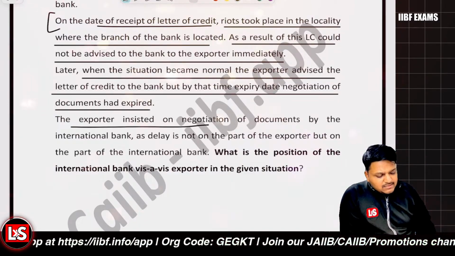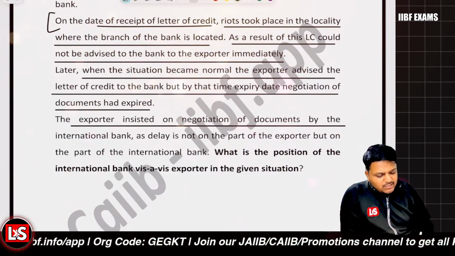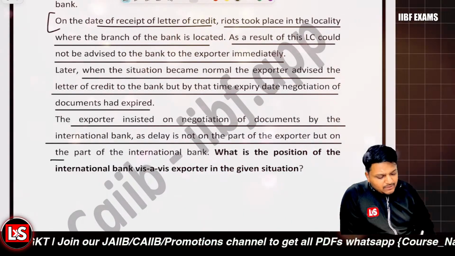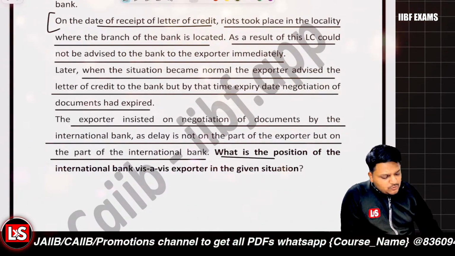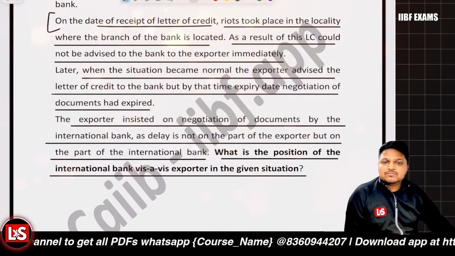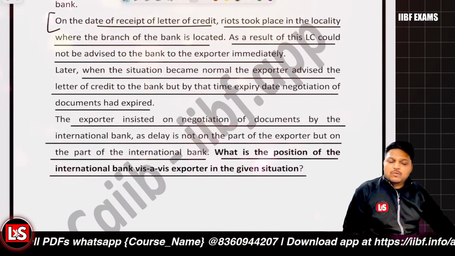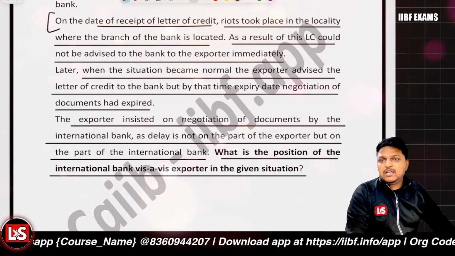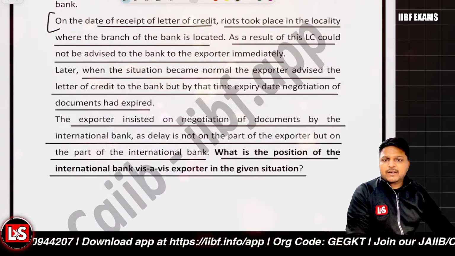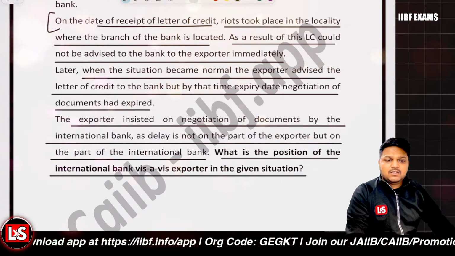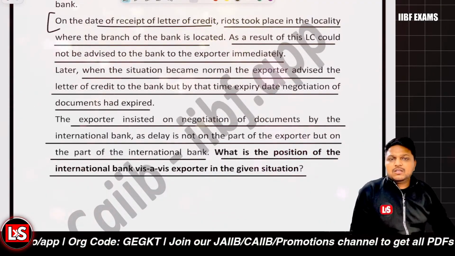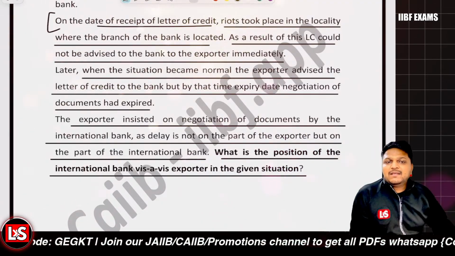The exporter insisted on negotiation of the documents by the International Bank, as the delay is not on the part of the exporter but on the part of the International Bank. So what is the position of the International Bank vis-a-vis the exporter in the given situation? We are to tell what the position of the International Bank and the exporter is going to be, and whether it is valid or not. Who is right? Is the exporter right or is the International Bank right?